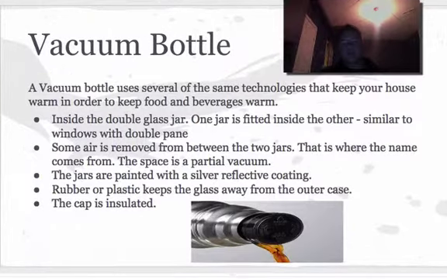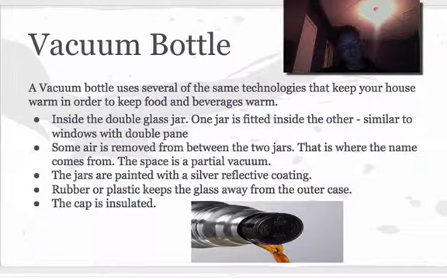And then lastly, just a little description of the vacuum bottle. A vacuum bottle uses several of the same technologies that your house uses to keep food and beverages warm. So it's very similar to the properties of a house and insulating a house. Inside the double glass jar, one jar is fitted inside the other, similar to the windows in the double pane. So they'll have those air spaces that create extra insulation. Some air is removed from between the two jars, and that is where the name comes from. The space is a partial vacuum. So we create a vacuum seal, which is also good for insulation.